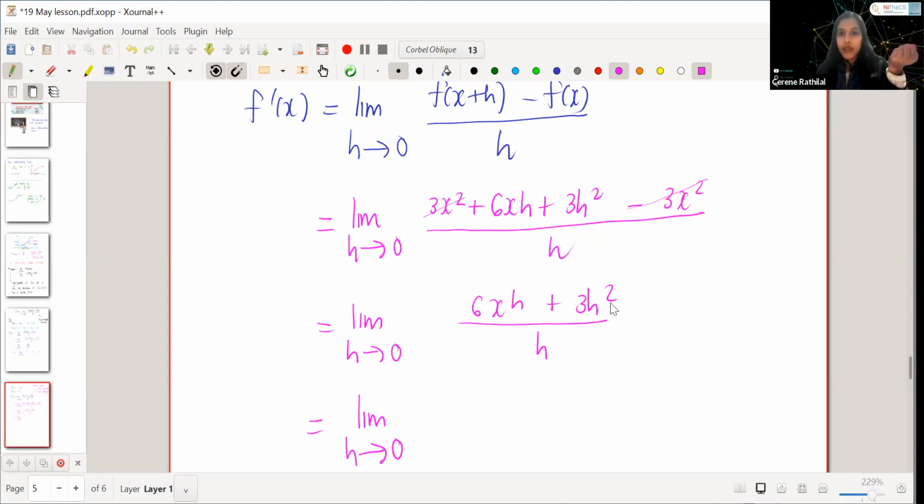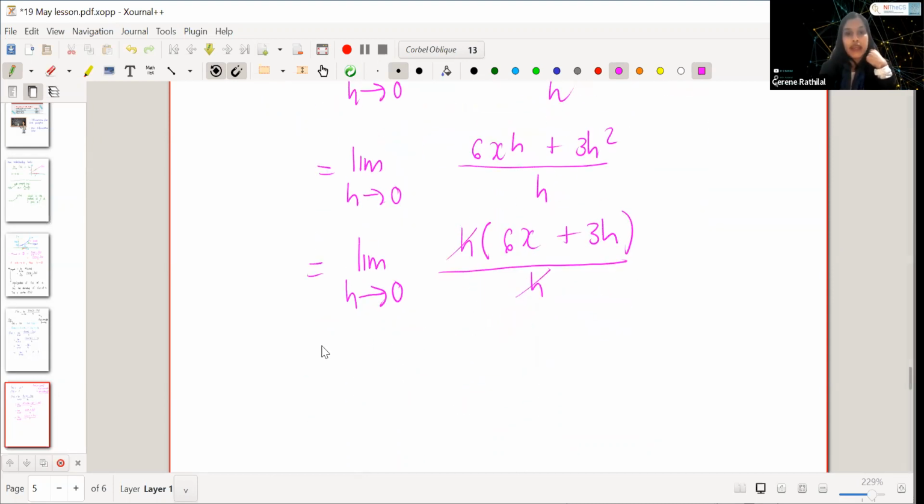So now I see in the numerator, I have h is common, so I pull that out, and I'm left with 6 times x plus 3h. And of course, I've still got h in the denominator. And now I see there's a cancellation of the h taking place. And so this simply becomes the limit as h approaches 0 of 6x plus 3h.